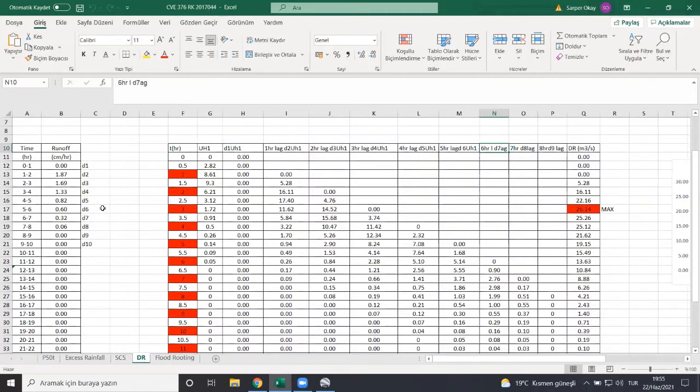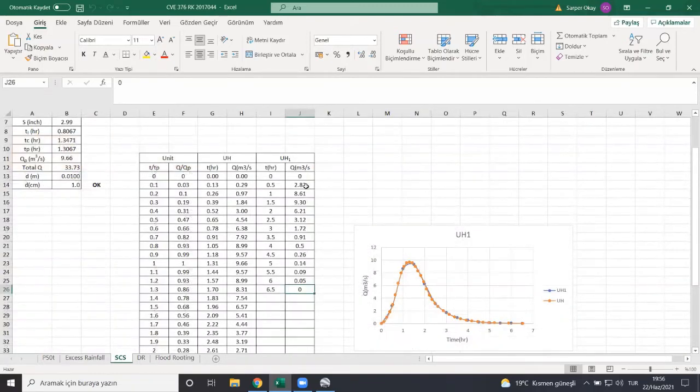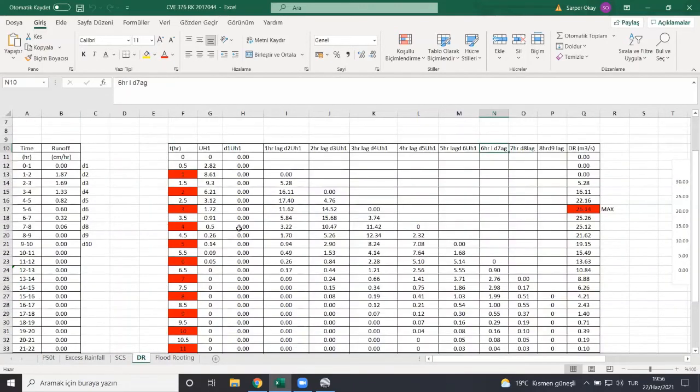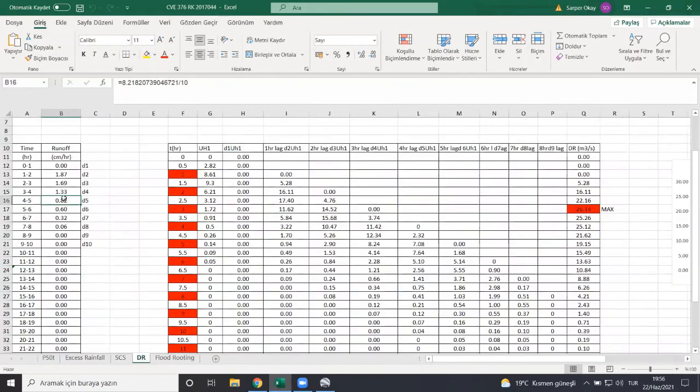How can you calculate your direct runoff? If you remember, you had these excess rainfall values, okay? So these excess rainfall values show how much you need to multiply these OH values. So let me show it to you on the graph. Basically, these are the excess values, excess rainfall values. I took them from here. Okay. So these are the excess rainfall values.